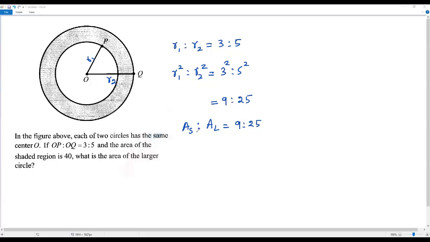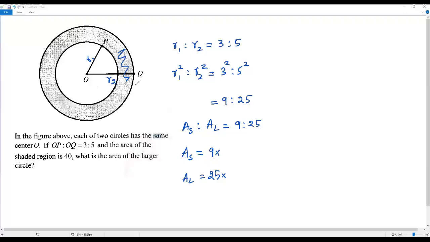Now I have the ratio between the area of the smaller circle and the area of the larger circle, that is 9 to 25. From this ratio, if I want to get the area of the smaller circle and the area of the larger circle, I have to multiply the terms of the ratio by the same non-zero number, say x. Then the area of the smaller circle will be 9x and the area of the larger circle will be 25x. Whenever I want to get original quantities from the terms of a ratio, I multiply the terms by the same non-zero number, usually unknown, so we multiply by x.